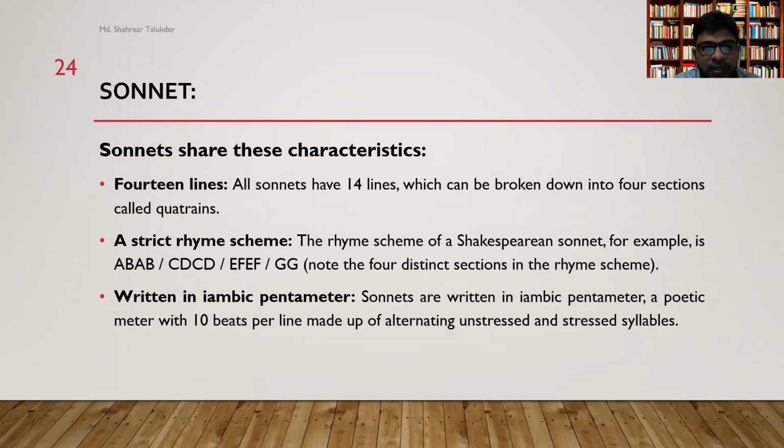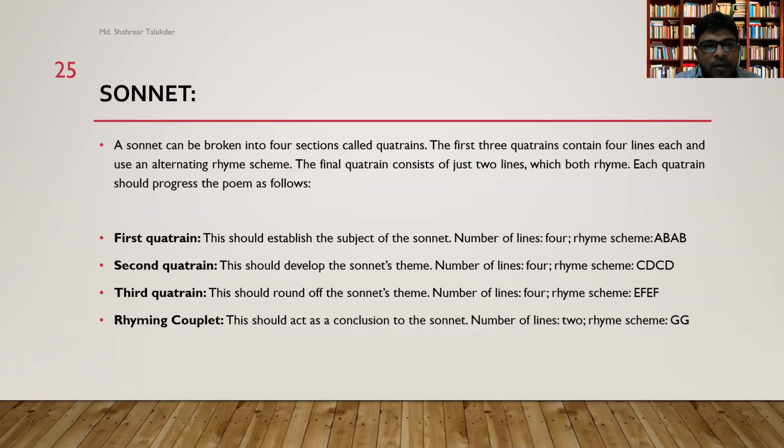All right, let's move on to the next segment. You see, it is written in iambic pentameter. So sonnets are written in iambic pentameter. That means a poetic meter of 10 beats. Penta means 5. So there will be 10 beats, and in one beat, we will have this kind of rhyming pattern, that is alternating unstressed and stressed syllables. So one unstressed syllable will be followed by a stressed syllable.